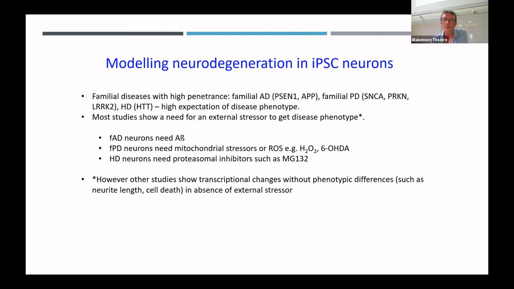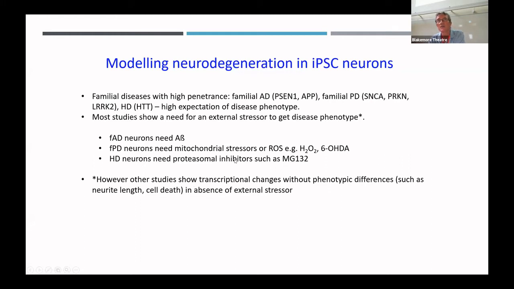So stated otherwise, if you have a disease with high penetrance, and we'll just stick on the familial AD with the mutations in, say, PSEN1 or APP, there's a reasonable expectation that you'll get a cellular phenotype. But even so, most of the studies, not all the studies, really, in order to get a phenotype that has any meaning, they still have to push these neurons. It's not enough just to grow them by themselves. Typically, you have to put a stressor on, and typically in Alzheimer's, that stressor would be A-beta oligomers.